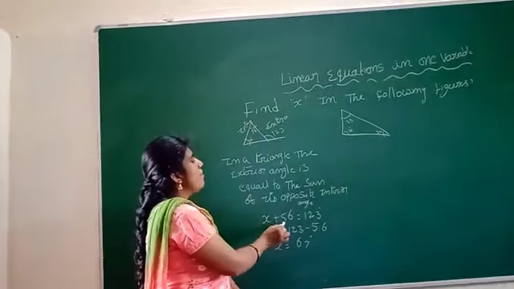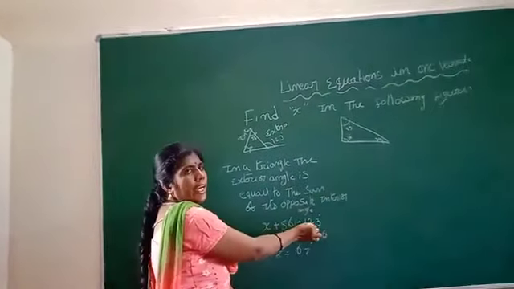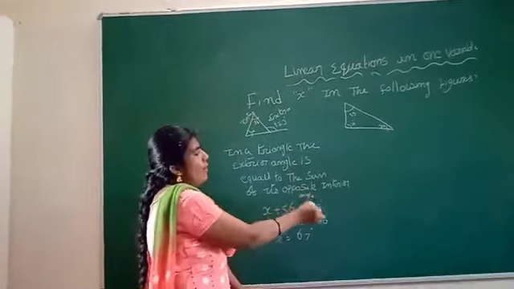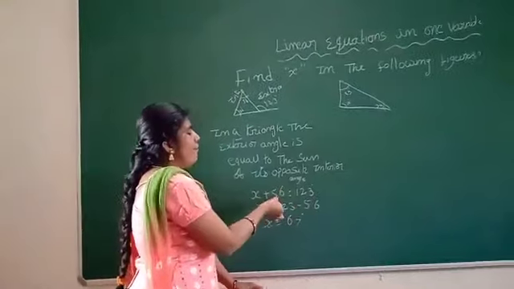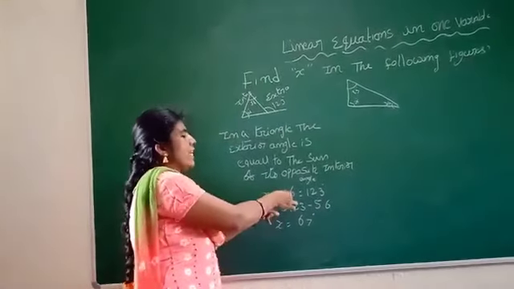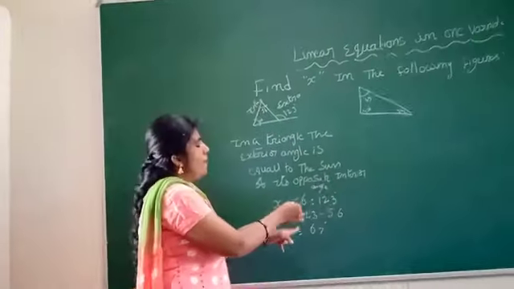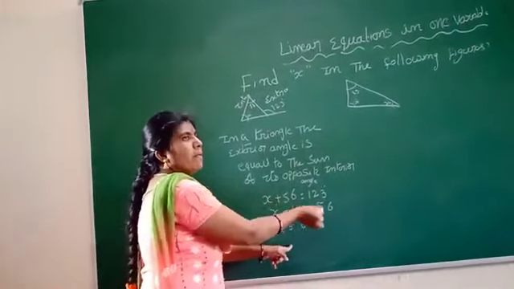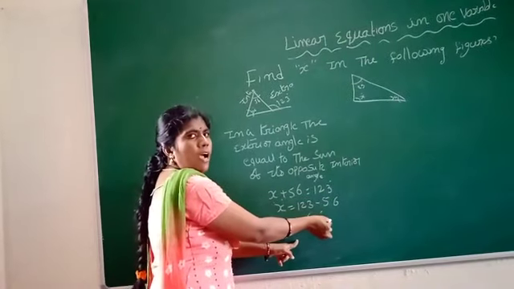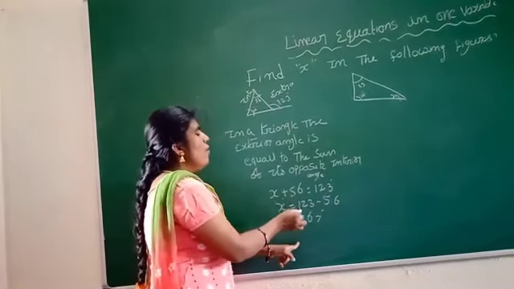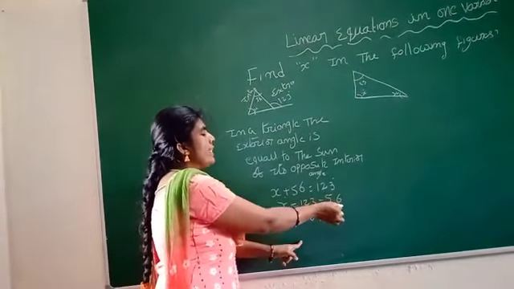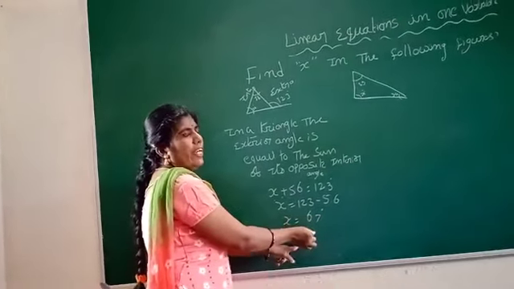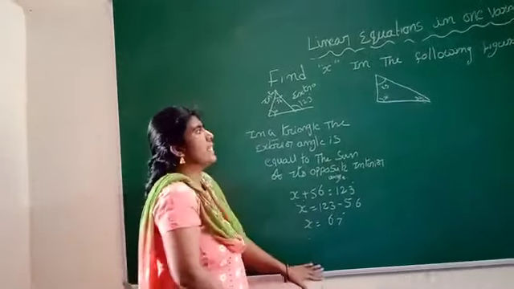So x plus 56 equal to 123. x plus 56 is the LHS, 123 is the RHS. Plus 56 is transposed to the RHS, and plus becomes minus. So 123 minus 56 is 67. x equal to 67. So the x value is 67.